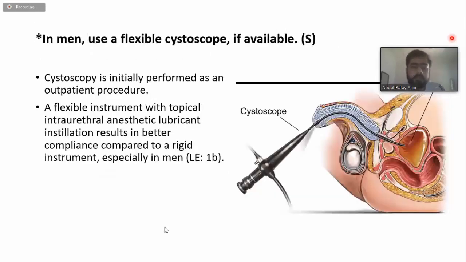In men, use a flexible cystoscope if available. So, a flexible instrument with topical intraurethral anesthesia such as lignocaine lubricant installation results in better compliance. So men find it easy and they are more compliant with a flexible cystoscope.